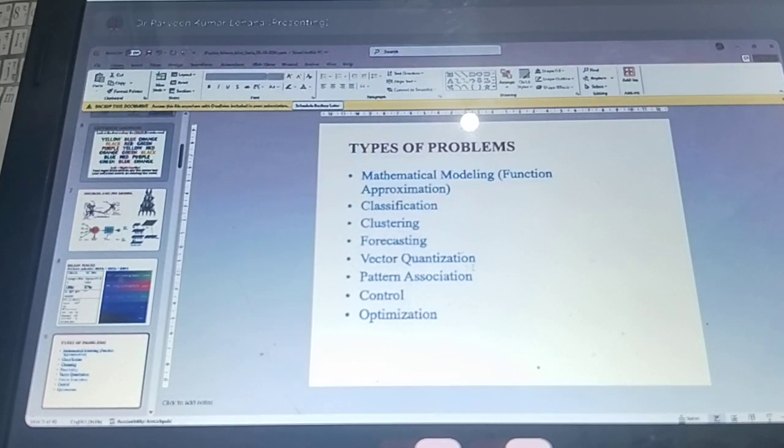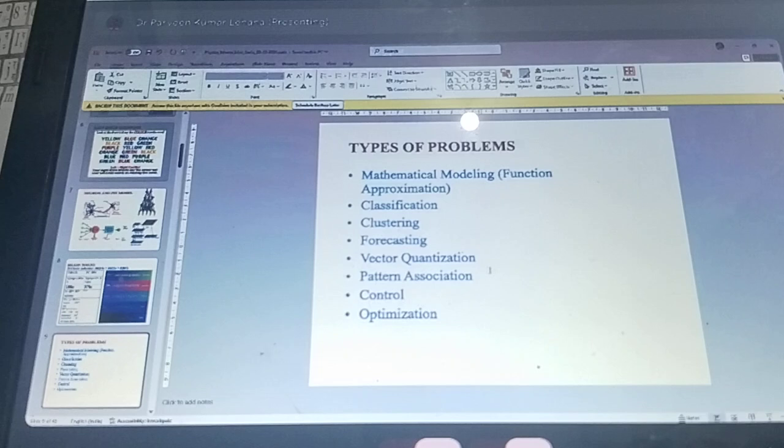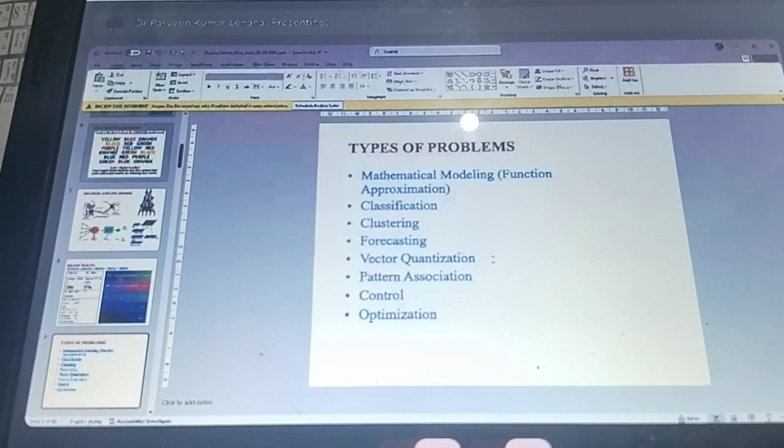Here vector quantization is, in this we represent each entity using a vector. For example, if we want to compare two human beings or two human faces, then we represent the human beings using vectors. What type of vectors? For example, what is the nose size, what is the eye size, what is the angle of the eyebrow, what is the color, etc. So we take generally, let's say, 10 to 15 features and represent them using a vector.